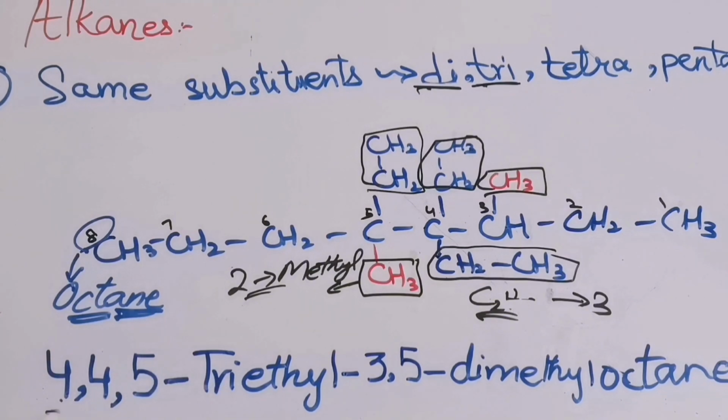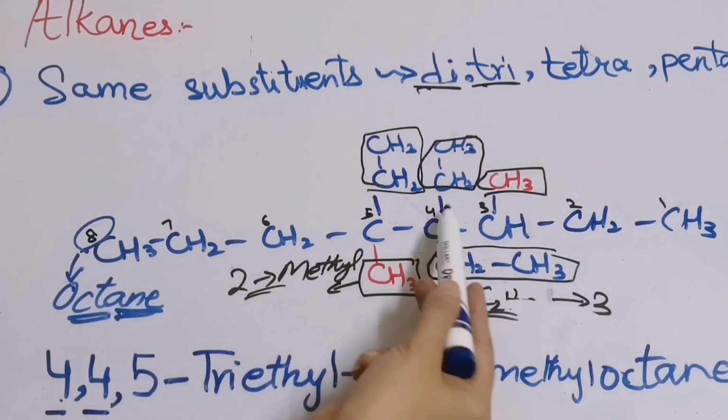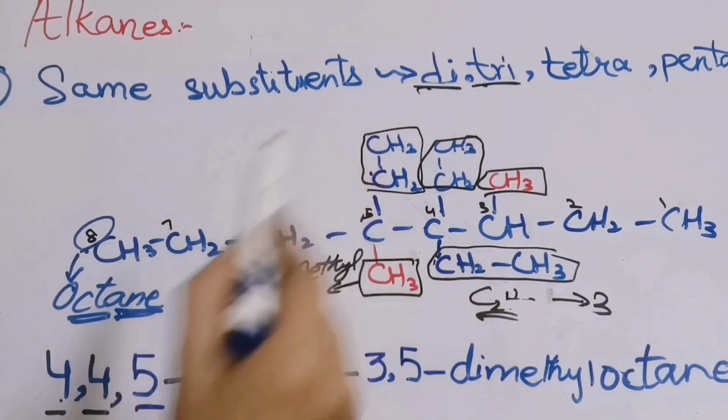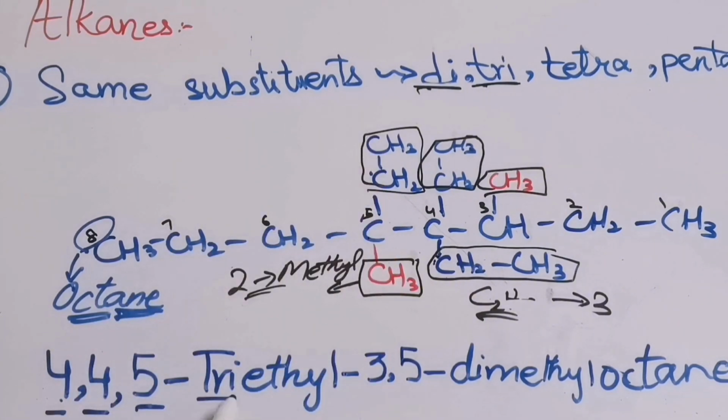See, we have written 4, 4 because 2 ethyls are present on position 4. Then 5, 1 ethyl is present on position 5. Tri because there are total 3 ethyls. Then we have written ethyl, then 3, 5, dimethyl. At the end we will write octane. I hope you all understood.